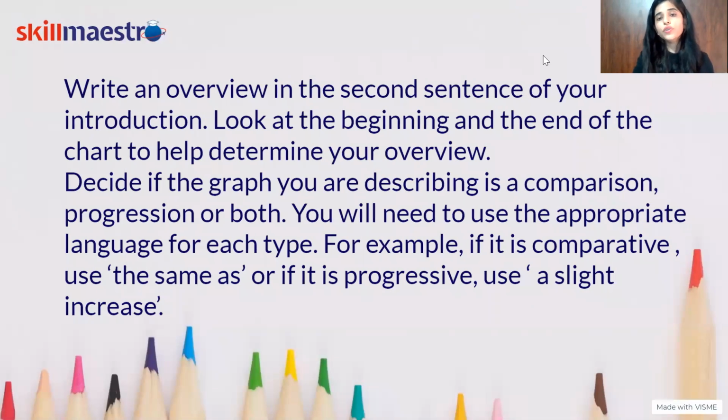Now, write an overview in the second sentence of your introduction. Look at the beginning and the end of the chart to help determine your overview. Guess what it could be about and then write the overview line. Decide if the graph you are describing is a comparison, a progression, or both of them. You will need to use the appropriate language for each type. For example, if it is comparative, use the same as, or if it is progressive, use a slight increase in that way.